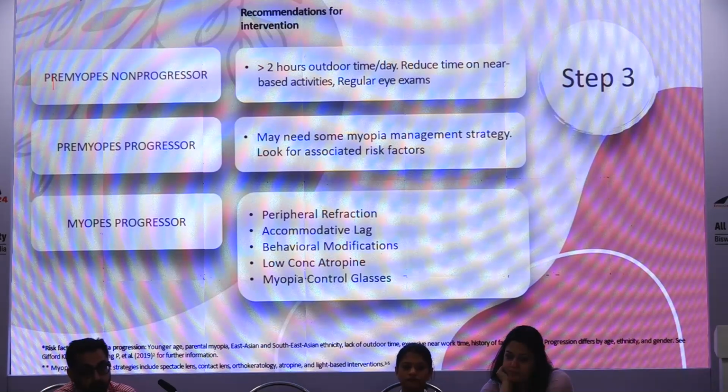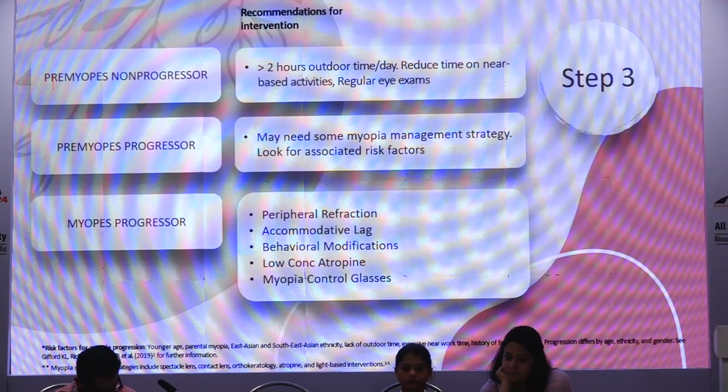Pre-myopes: if there is a progressor, if there is a history and you have backup data that this particular patient was plus 0.5, has become emmetrope and is already minus 0.5 or minus 0.75, and there is a serial increase in axial length, you can definitely think of some myopia management strategy.